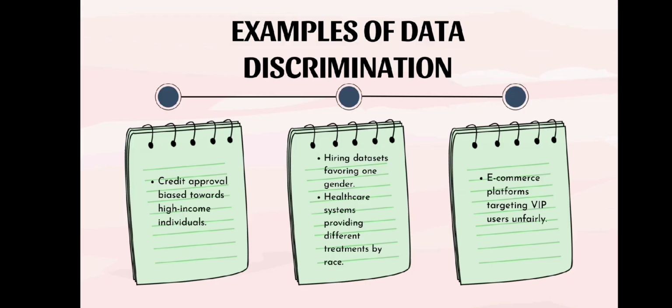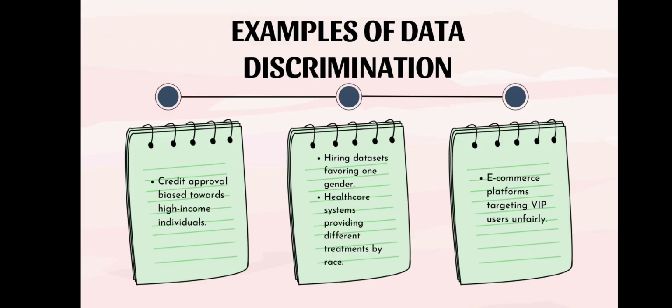Number 2 naman, hiring datasets favoring one gender. Ano ba ang ibig sabihin nito? If a company uses a hiring algorithm trained on historical data that reflects gender bias or predominantly male applicants in previous successful hires, the algorithm may inadvertently discriminate against female applicants even if their qualifications are equal or superior.